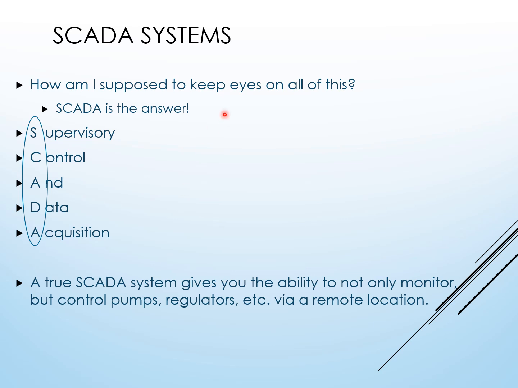SCADA systems. We'll be talking briefly about SCADA systems. You should have had some experience with this in the Distribution 1 class, but you should know what it stands for. It's supervisory control and data acquisition. You will see a question like this somewhere along the line this semester. So a true SCADA system is one that gives you the ability to not only monitor but control items such as pumps, regulators, etc., via a remote location. And that is really what differentiates the SCADA system from a monitoring system.